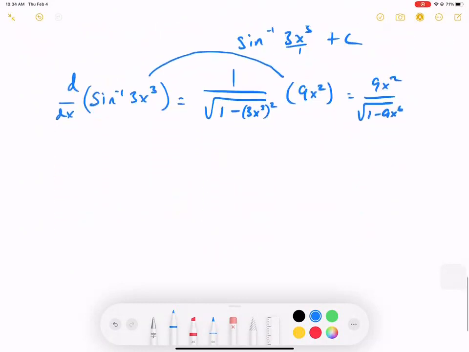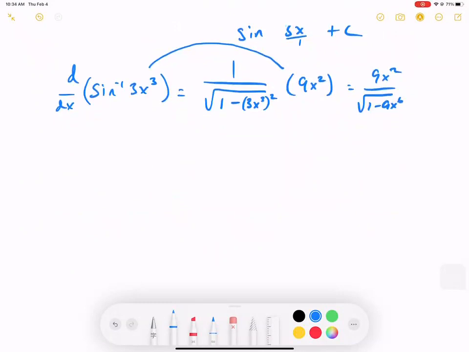All right, let's try another one. Do you guys want to try another sine one? No? Let's try another sine one? Well, okay, we'll do it anyways. I don't care what Jacob says.